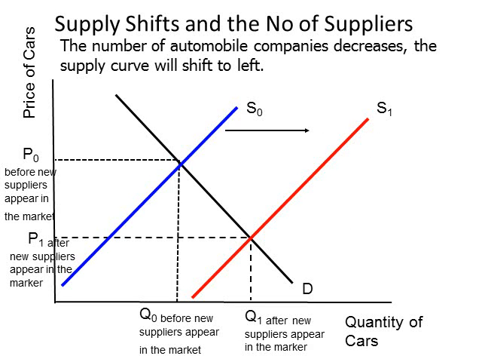In this graph, the supply curve S0 represents the supply curve before new suppliers enter the market for cars. After the new suppliers enter the market, the amount of cars will increase because firms are supplying more of them. As a result of the shift to the right of the supply curve for cars, the equilibrium price decreases from P0 to P1 and the equilibrium quantity will increase from Q0 to Q1.